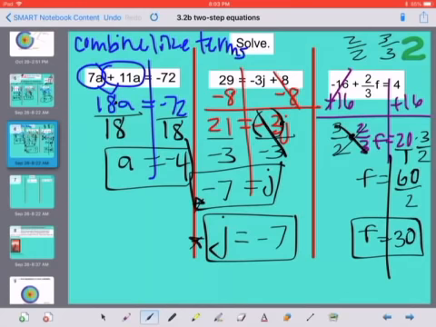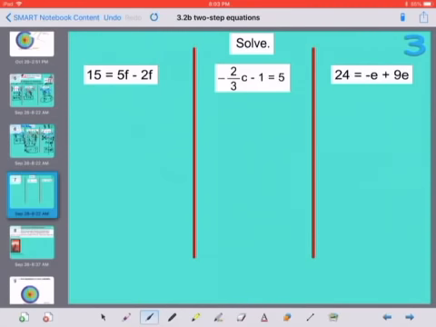So there's F. Go ahead and flip over to the back side. I would like you to try this one on your own, and then click play to see if you got it right.